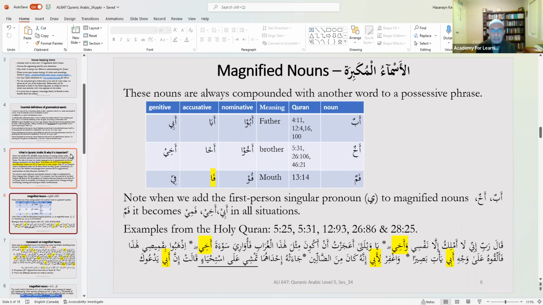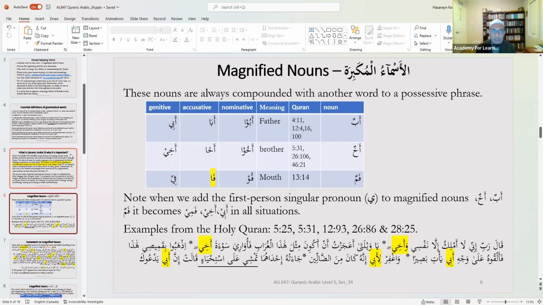So this is it. Now you can see that abun, akhun, and famun, that is father, brother, and mouth, right? The way it is used, these are magnified nouns. These nouns are always compounded with another word, a possessive phrase, as we'll see. So note when we add the first person singular pronoun to magnify abun, akhun, it becomes abi, akhi, fami. Now this is where the trick was. And I'm glad that Samina did ask about this in last class also. But because this first person pronoun is added, it does not make it genitive all the time.